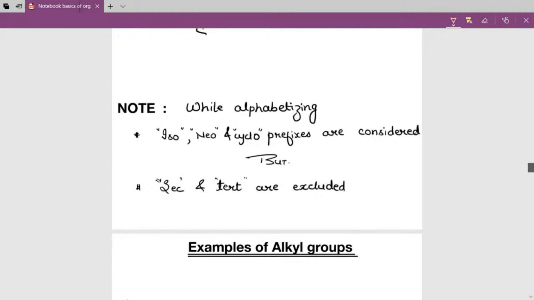This is a very important note. We are referring to NCERT here. What is the note? When you are constructing the IUPAC name, in the alphabetical order, if iso, neo and cyclo are the prefixes of your substituent, then they are included in your alphabetical order. But if these are the words sec and tert, then S and T are not included in your alphabetical order.